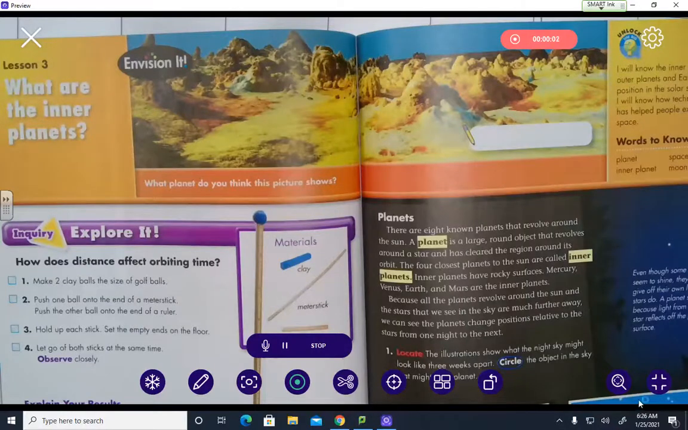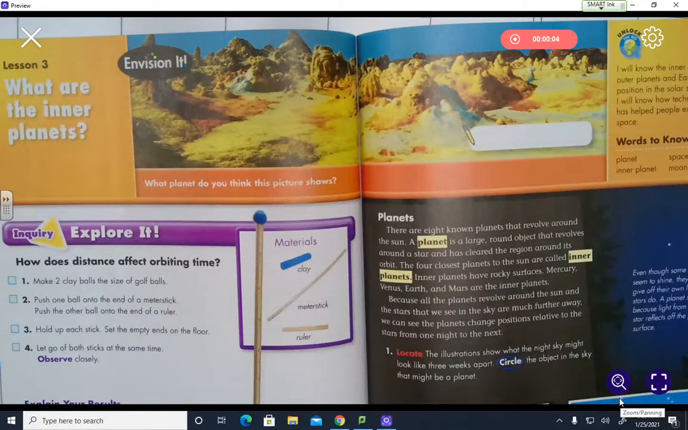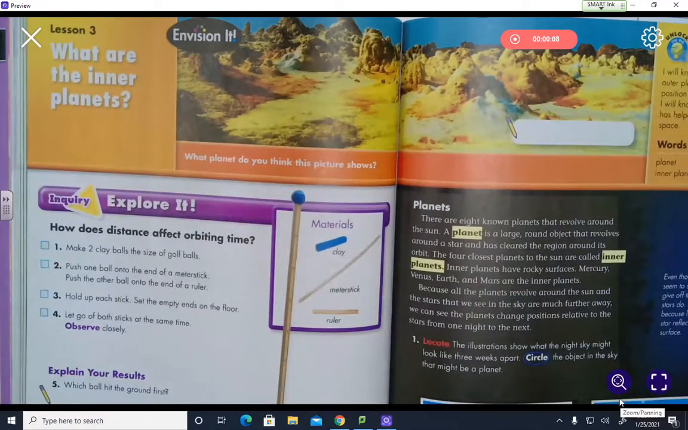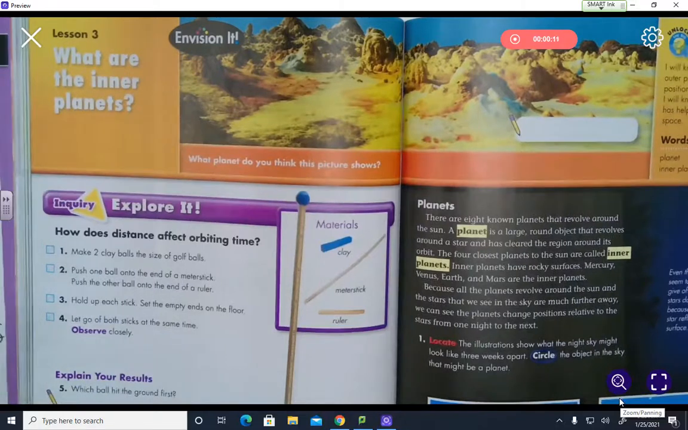All right, guys. Hello. We are going to start in Chapter 5, Lesson 3, talking about what are the inner planets. So we all know that we have 8 planets. We used to have 9. Pluto is no longer a planet, but now we have 8. So we are going to talk about the inner planets.